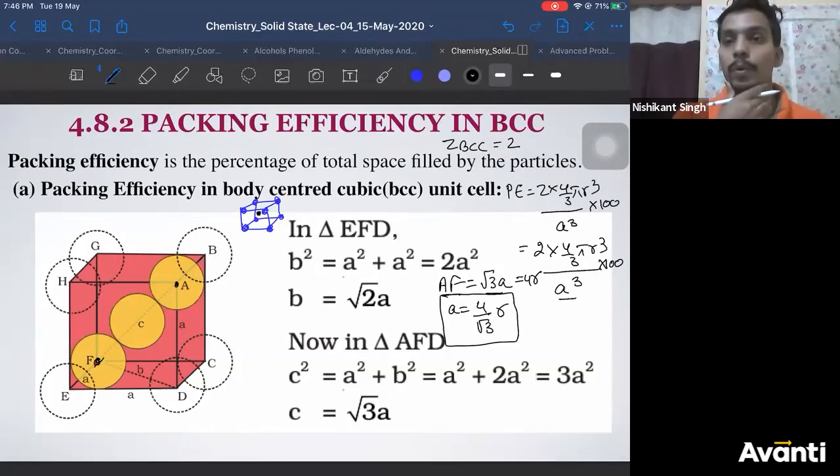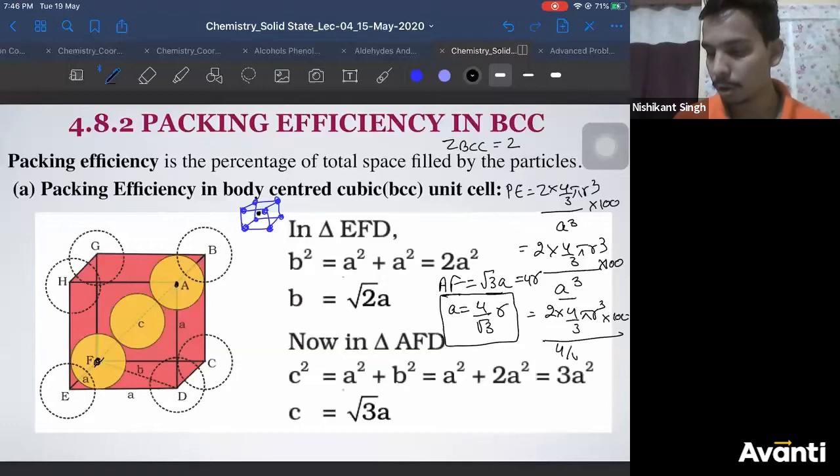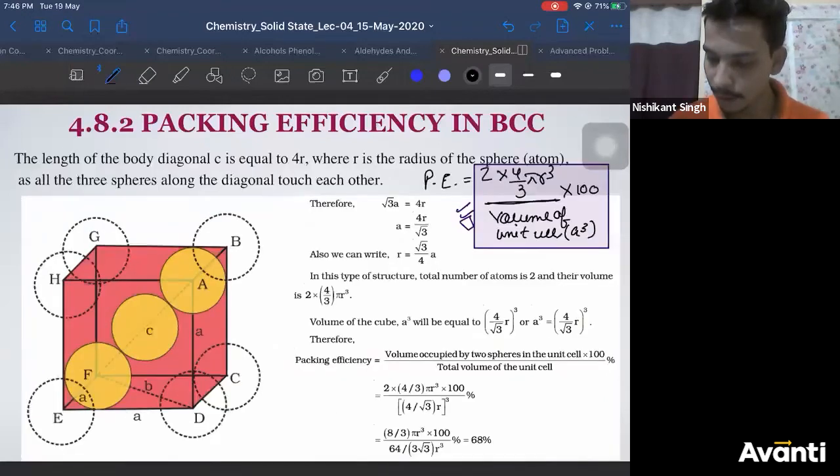Now, all of you pay attention. Substitute the value of a here: 2 into 4 by 3 pi r cube into 100 divided by a cube, where a is 4 by root 3 r, whole cube. R cube will get cancelled. When you simplify this, your number will come out to be 68%. Your packing efficiency for BCC is 68%. And if packing efficiency is 68%, your percentage void is 32%.